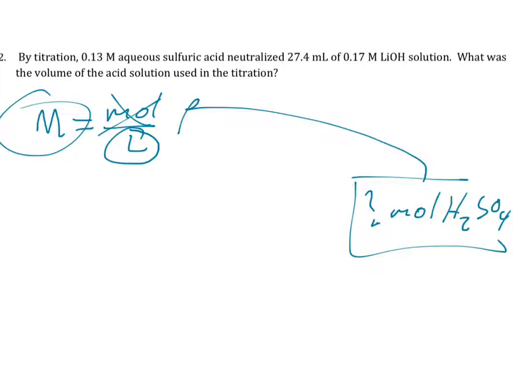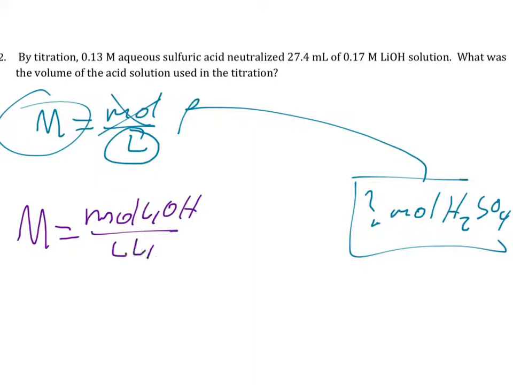Well, again, we can use the molarity equation. This is going to be moles of lithium hydroxide divided by liters of lithium hydroxide. And we can use this equation to solve for moles of lithium hydroxide. Once we know the moles of lithium hydroxide, we can then convert it to moles of sulfuric acid, and then we can plug it into the equation. So let's go ahead and do that.